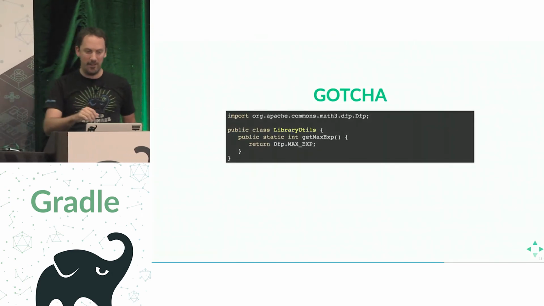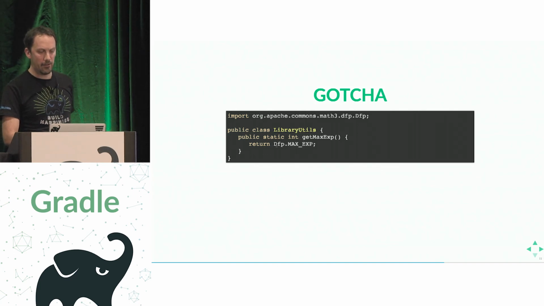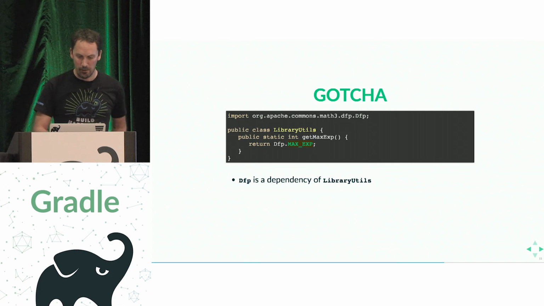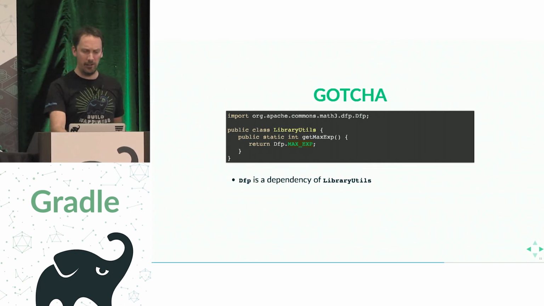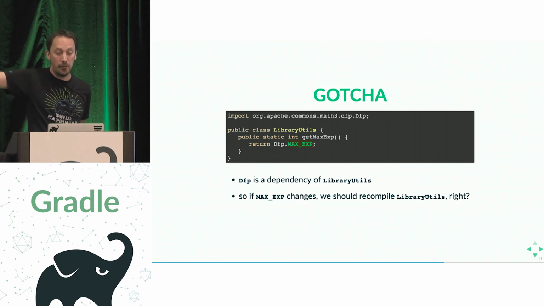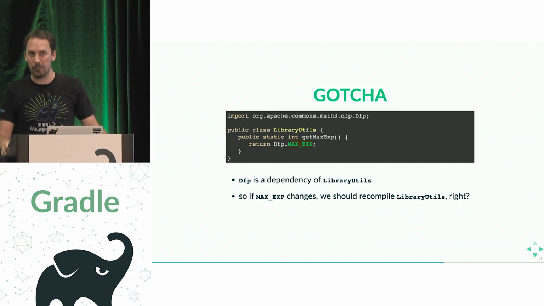But there are some gotchas. So imagine that we have a library utils that uses the DFP class, and it has a constant there. So DFP is a dependency. We change the max x value in DFP somehow, and then because it's a dependency, well, we should recompile. Okay.